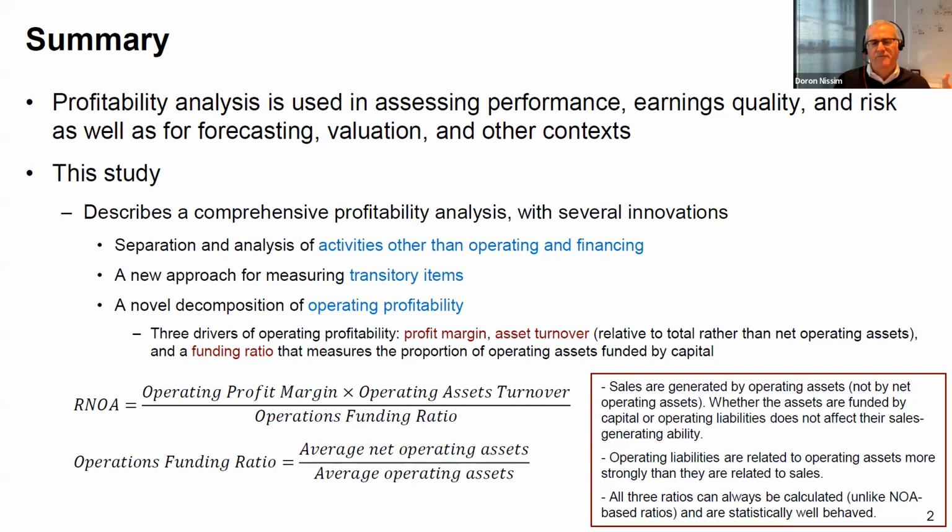For example, if you have inventory and you fund this inventory with credit from suppliers, accounts payable will relate to how much inventory you have. So there is an argument to make that maybe measuring or comparing operating liabilities to operating assets rather than to sales, which is effectively what we do when we measure asset turnover relative to net operating assets, maybe this will yield better insight, both for evaluating profitability, for forecasting, for valuation. So this is the innovation here.